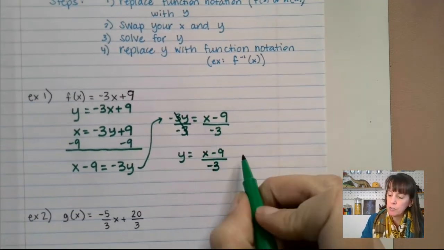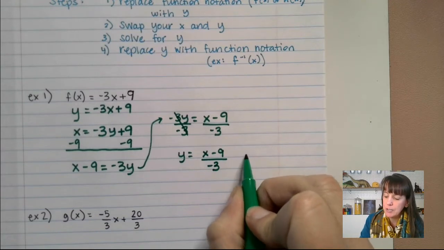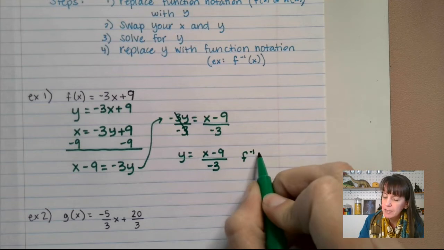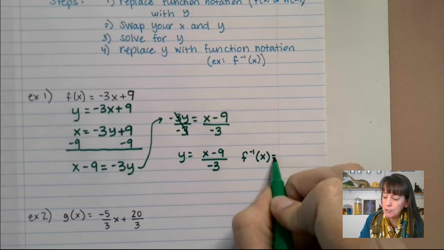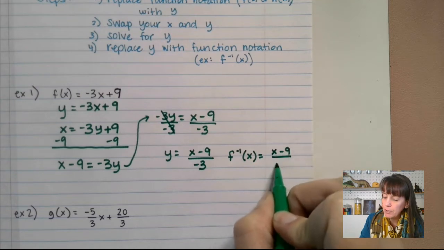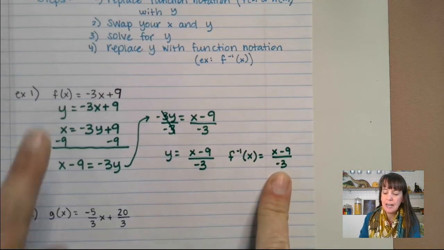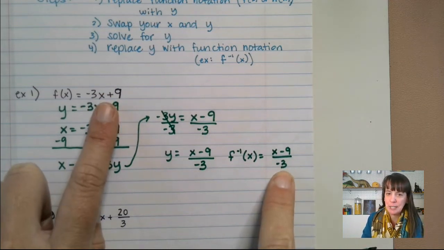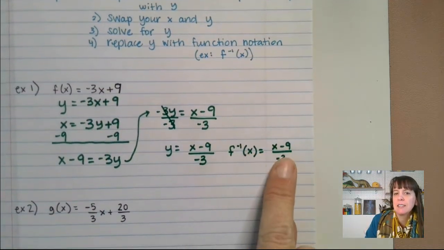And then of course we want to swap out our function notation, which would be f of, and you put this little negative 1 here to indicate that it is the inverse. And so the inverse of our original function, this guy over here, is this guy over here. Now you can write this a slightly different way.